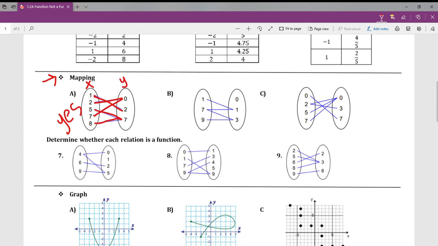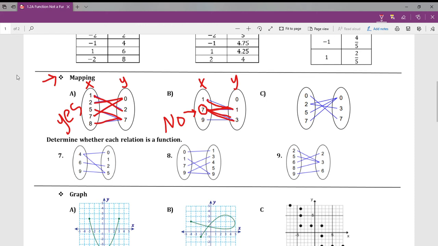Okay, in example B, look at our x values and our y values. 1 is only used once, but when I look at this 7, one time the 7 goes to this 1, and another time it goes to the 3. So this 7 is used twice. It's used here, and it's used here. So is it a function? No, because that 7 repeats.